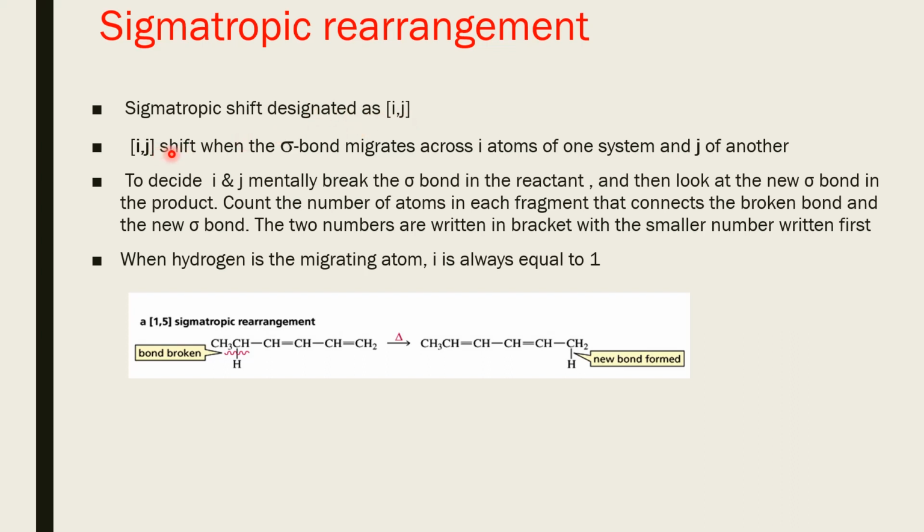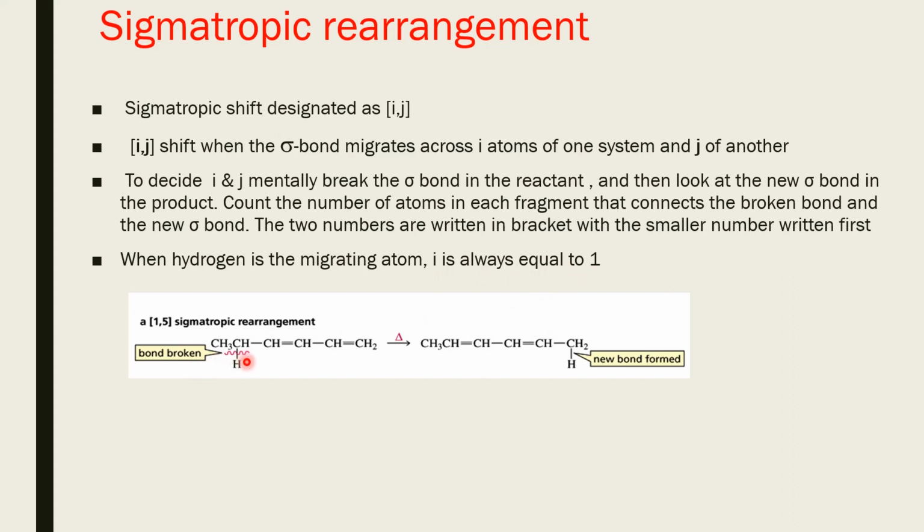An [i,j] shift implies that the sigma bond migrates across i atoms of one system and j atoms of another. To decide i and j, you mentally break the sigma bond in the reactant and then look at the new bond in the product. Here this is the bond which is being broken. It is migrating from this origin and terminating at this. So this is the migrating origin, and this is the migrating terminus where the new bond is formed. You count the number of atoms in each fragment that connects the broken bond and the new sigma bond. The two numbers are written in brackets with the smaller number written first. And remember, when hydrogen is the migrating atom, i is always equal to 1.